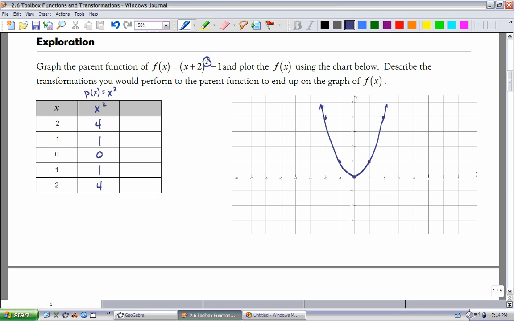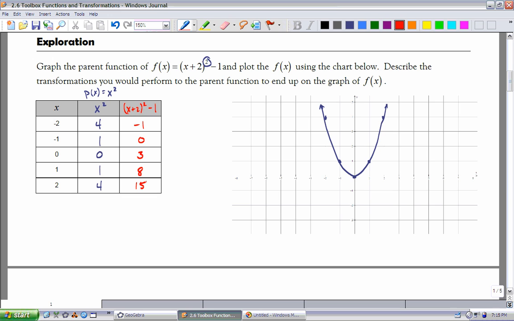Okay? Now, the function that we're actually asked to graph, which I'm going to put in red here, is (x + 2) squared minus 1. You got to think about this pretty quickly here. If I put in -2, -2 plus 2 squared is 0, 0 minus 1 is -1. If I put in -1, I get 1 squared minus 1, which is 0. If I put in 0, I get 2 squared, which is 4, minus 1, which is 3. If I put 1 in, I get 3 squared, which is 9, minus 1 is 8. If I put 2 in, well, I get 4 squared is 16 minus 1, which is 15.